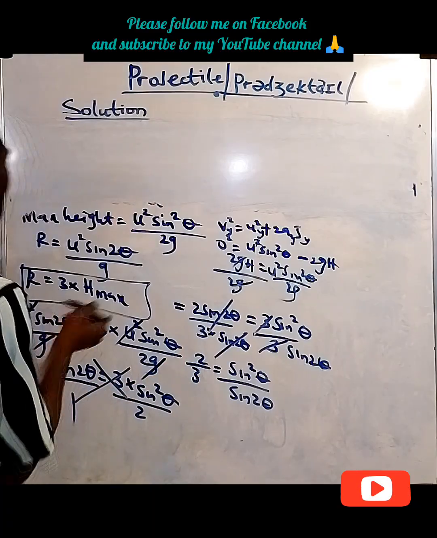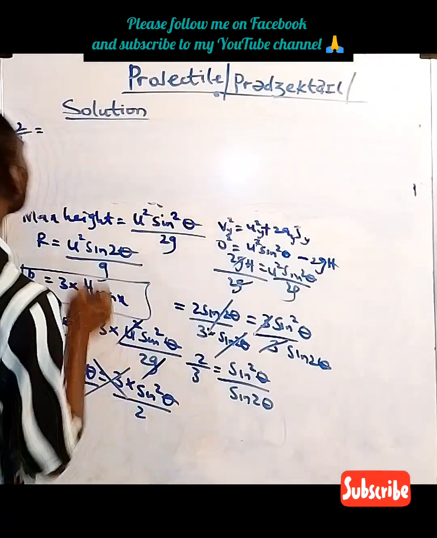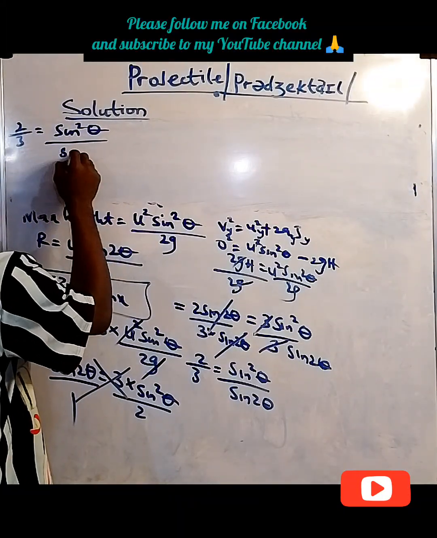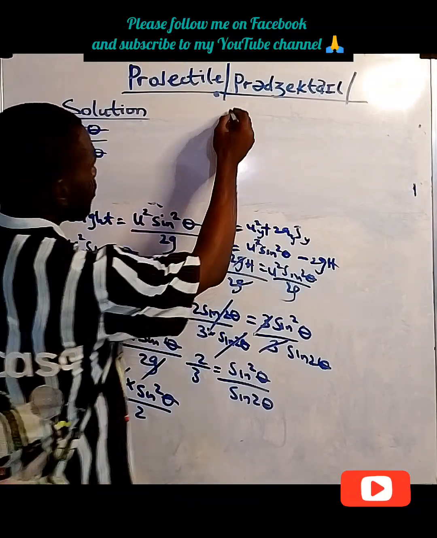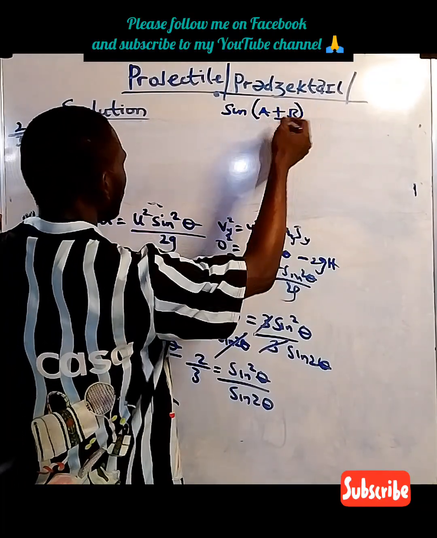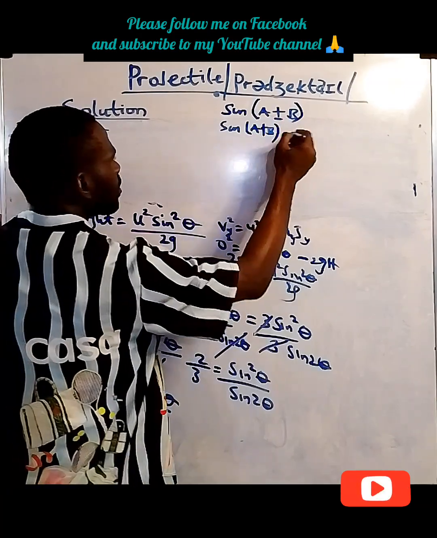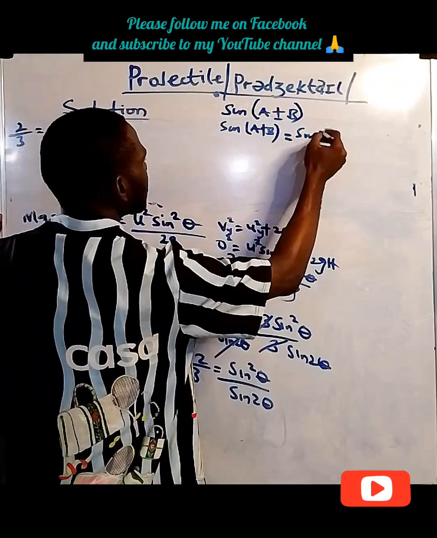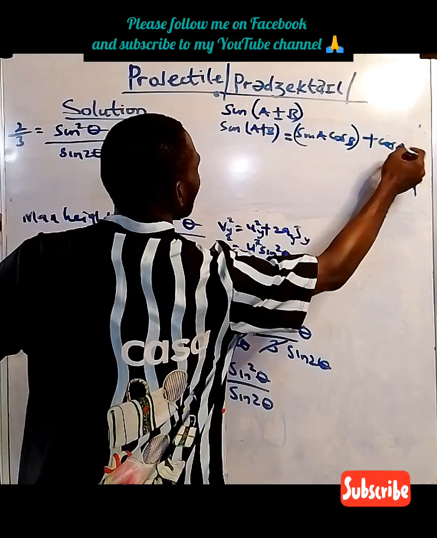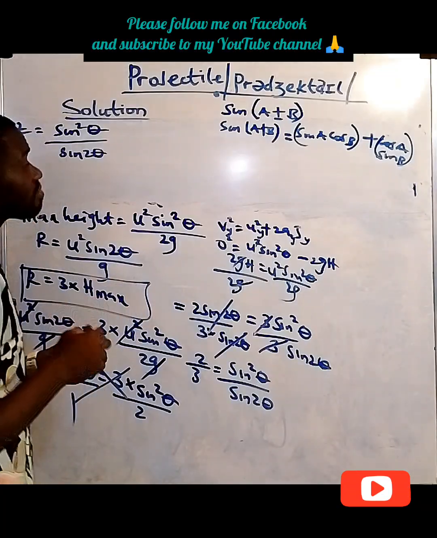This 2 over 3 right here: 2 over 3 times sine squared theta over sine 2 theta. So the knowledge of trig identity is very important. Don't forget that sine of A plus or minus B, you know what it is? So sine of A plus B, we're going to be working on this soon. Sine of A plus B will give us sine A cos B plus cos A sine B. Very important. One of the major formulas.